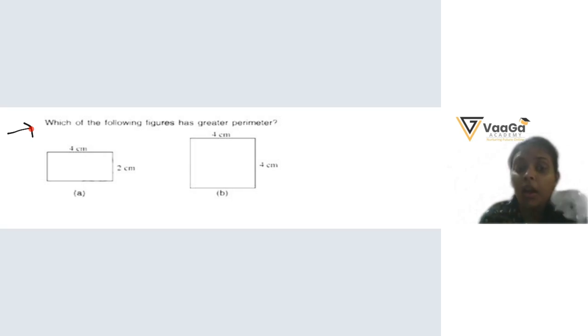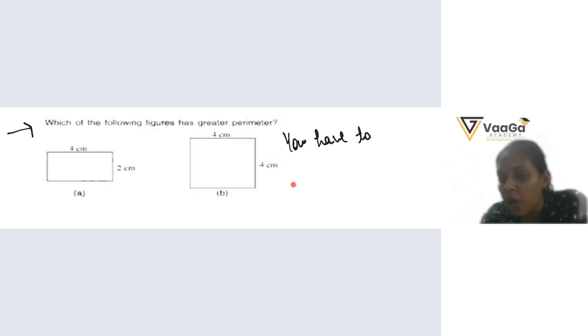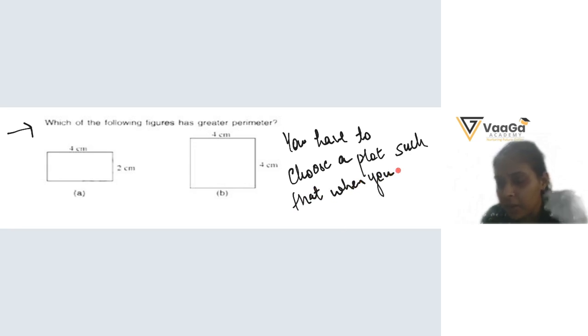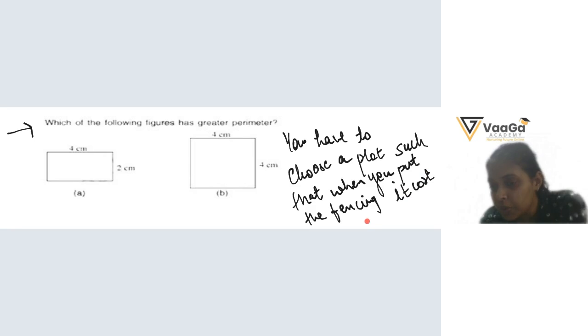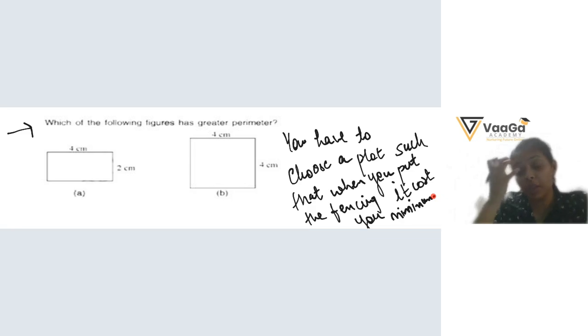And what if, it's the same question we have, right? You have to choose a plot such that when you put the fencing, it costs you the minimum. Minimum means the least. Okay. Do you know what the word minimum means?